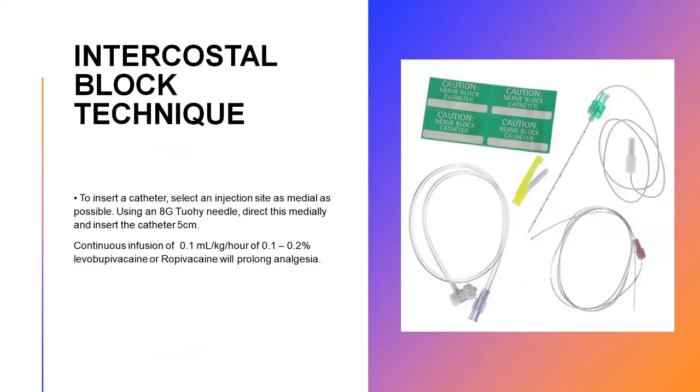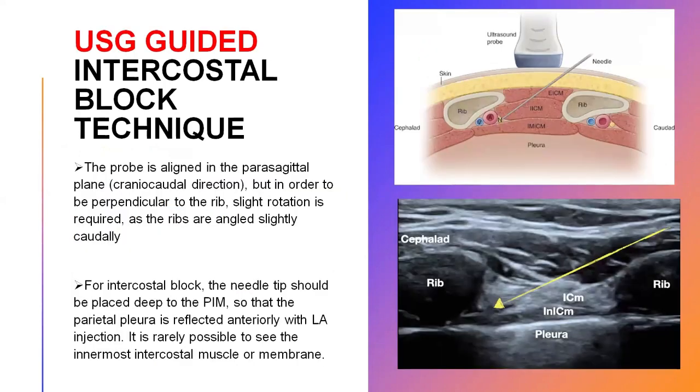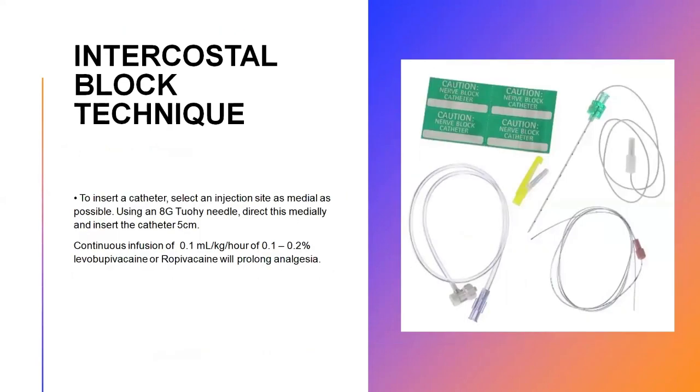In case of continuous nerve block, we have to use the nerve block catheter. This is the picture of a nerve block catheter. We should use it if we want to provide analgesia for a long time, like zero POD, first POD, or even second POD. We can use this catheter.